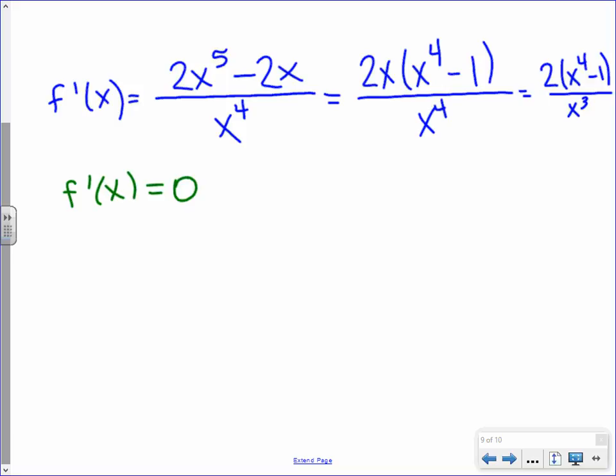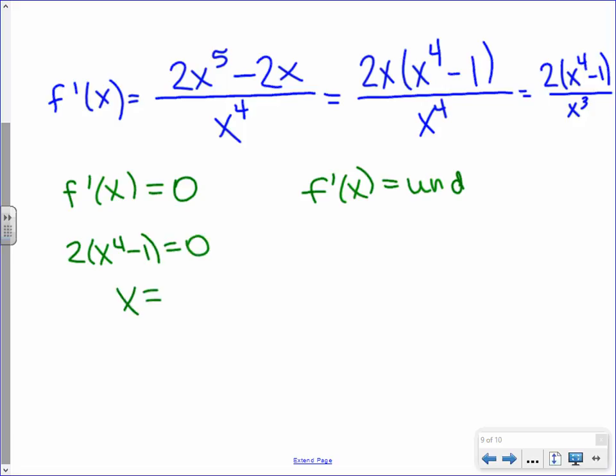So we need where our derivative is 0, and since we have a fraction, we also need to consider where it is undefined. Now, our numerator is what we focus on for our derivative being 0. x to the fourth minus 1 equals 0. x to the fourth equals 1. When does that happen? Plus or minus 1. If we fourth root, it has the same effect as when we square root both sides. We still have a positive and a negative answer.